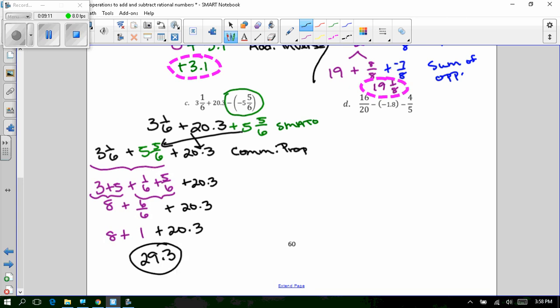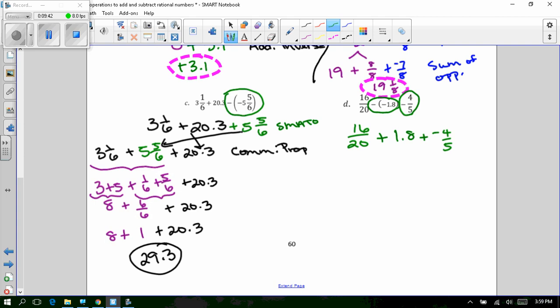All right, let's give this next one a shot. Letter D. 16/20 minus negative 1.8 minus 4/5. First thing, SMATO. Let's get rid of those subtractions. Subtraction means add the opposite. So 16/20 plus, what's the opposite of negative 1.8? It's positive 1.8. And what's the opposite of positive 4/5? Negative 4/5. All right, piece of cake.